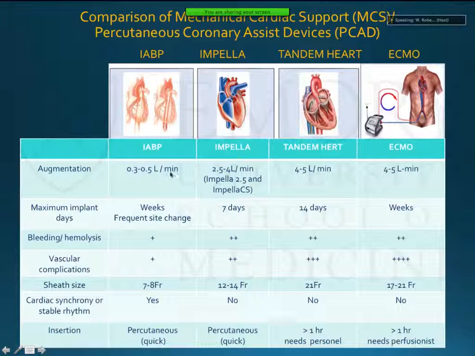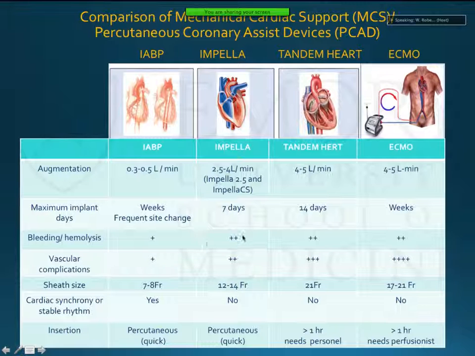All right, so let's go through the devices. With the balloon pump, the augmentation is low, 0.3 to 0.5 liters per minute. Impella 2.5 is about 2.5 liters per minute. The new Impella CP goes up to 4 liters per minute. A TandemHeart is about 4 to 5 liters per minute, and ECMO between 4 to 5 liters per minute. Maximum implant dates: the balloon pump can go on for weeks with frequent site changes. Impella is between 6 hours to 7 days. TandemHeart 14 days. ECMO can go on for weeks.